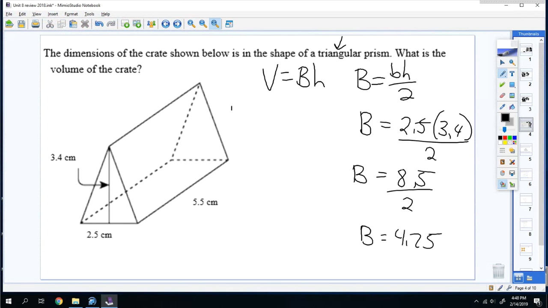So then the volume formula, we just plug in our big B, which is 4.25, and the height is 5.5. So 4.25 times 5.5 is 23.38, and I rounded it up. All right, number 5.